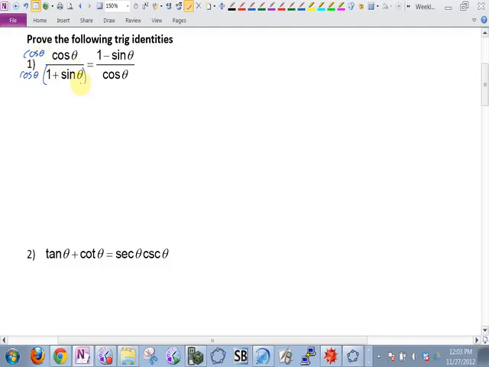1 minus sine. All right, so we'll multiply top and bottom by 1 minus sine. If you multiply by just sine, that won't work. So for the top, we end up with cosine theta times 1 minus sine theta, and the bottom becomes 1 minus sine squared theta.